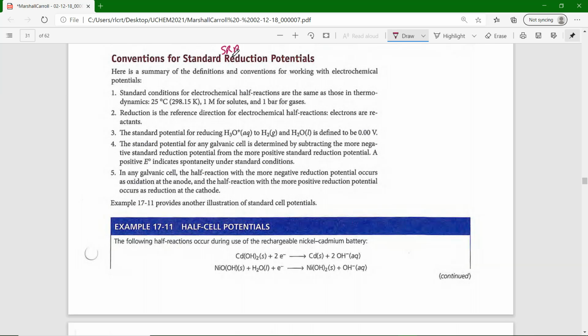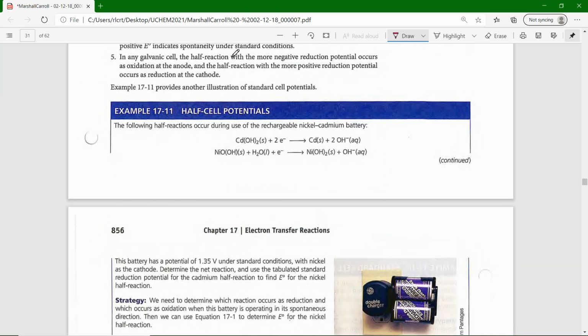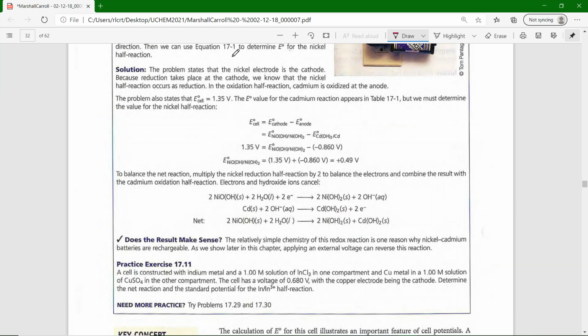Okay. Rechargeable nickel cadmium battery. Let's not bother with that. Not good for the environment. So I'm not going to bother with that.